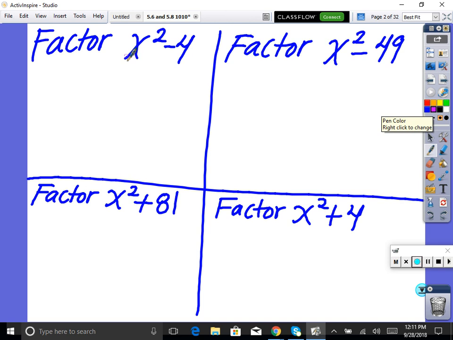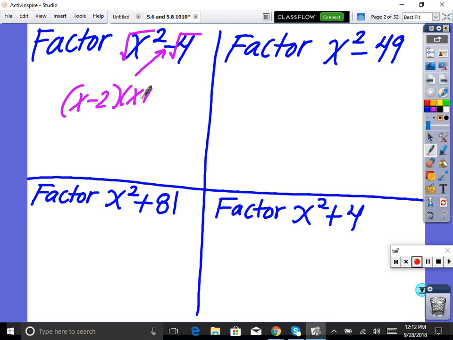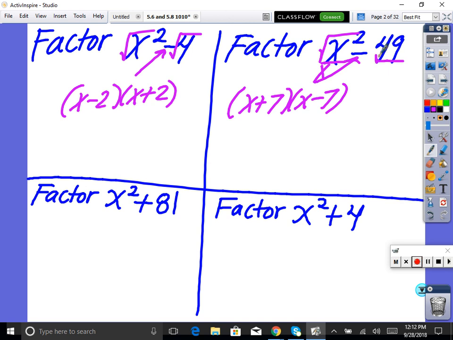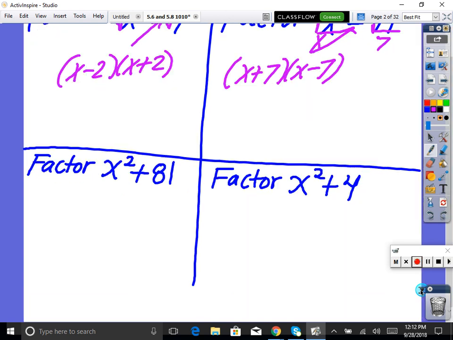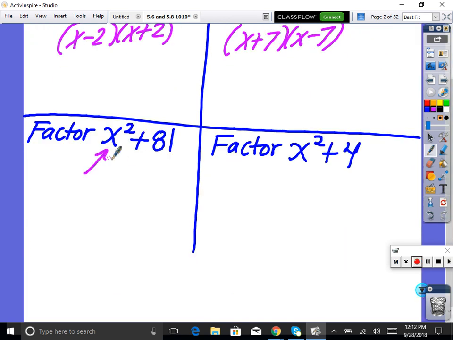So we have two perfect squares. It's the difference, so this we can use our trick, x minus 2, x plus 2. They'd be conjugate factors. This one would be the difference of two perfect squares. So this would factor to be x plus 7, x minus 7. Alright, and then with addition, once again, if we have two perfect squares with addition, it will not factor. And then, so this won't factor either.